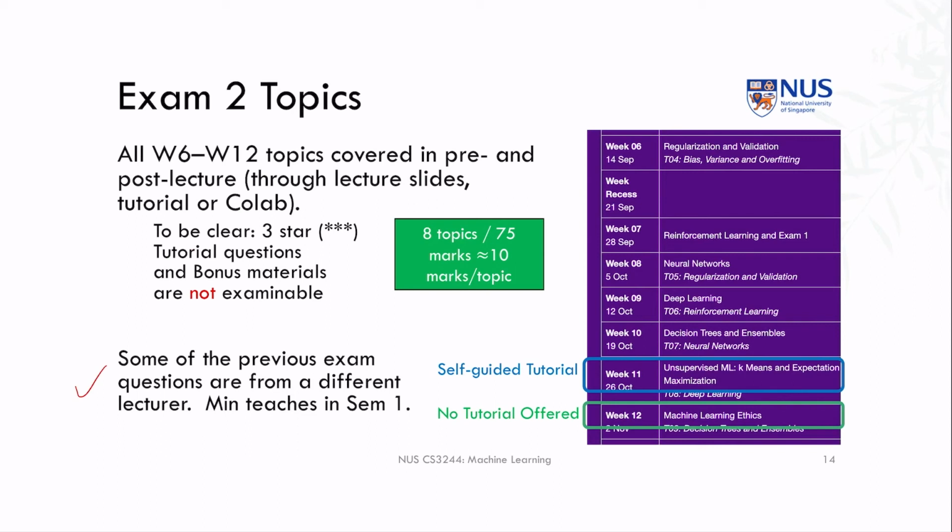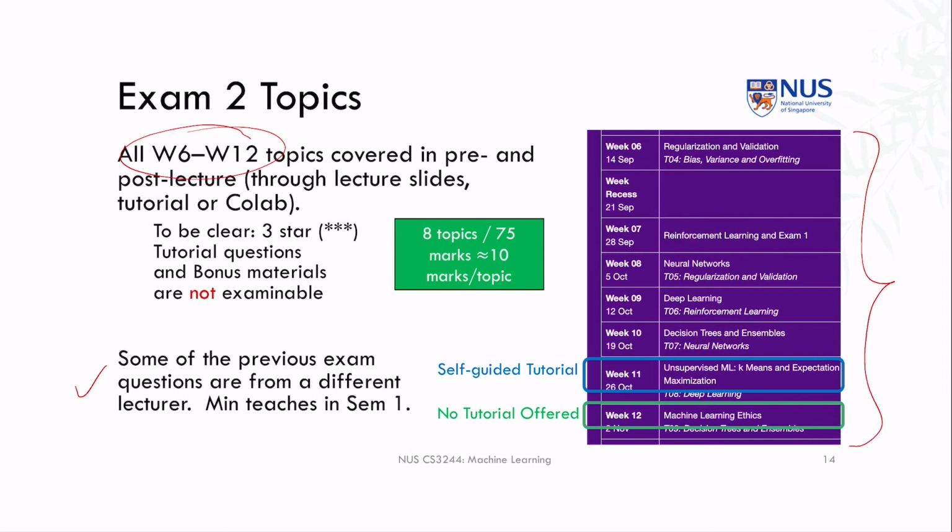Now, there are 2 lecturers for CS3244, and the previous semester we actually had a final exam rather than 2 CA exams. Okay, so again, make sure you're clear that exam 2 only covers week 6 through week 12. Okay, it's slightly more comprehensive than the first paper, but it really only covers those topics. I've listed them here for you on the right-hand side.